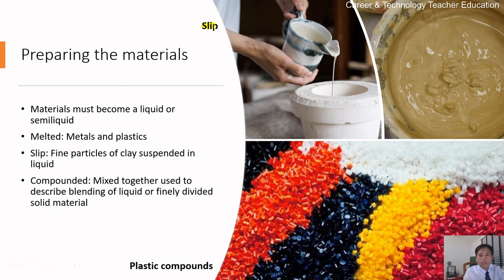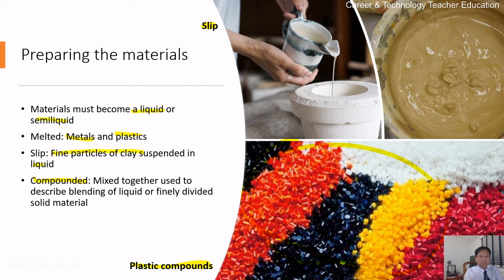This one, slip, is also the same. So slip is the mix of clay with the water. This is slip, and then also plastic compound. So those, or metal, are the materials. The material must become a liquid or semi-liquid, or melted metal or plastic. Slip is fine particles of clay and liquid, or compounded. So these are called compound.